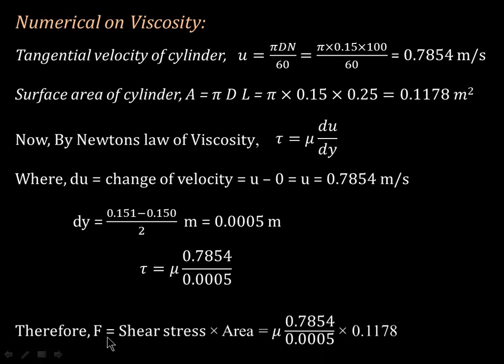Now the shear force F is equal to shear stress into area. So the shear force will be equal to tau into A, where tau is mu into 0.7854 divided by 0.0005, into area. Area is 0.1178 meter square. Why do we need this? Because we don't have the clear value of tau, but we have the area, so we can put the expression for shear stress in the formula of shear force.